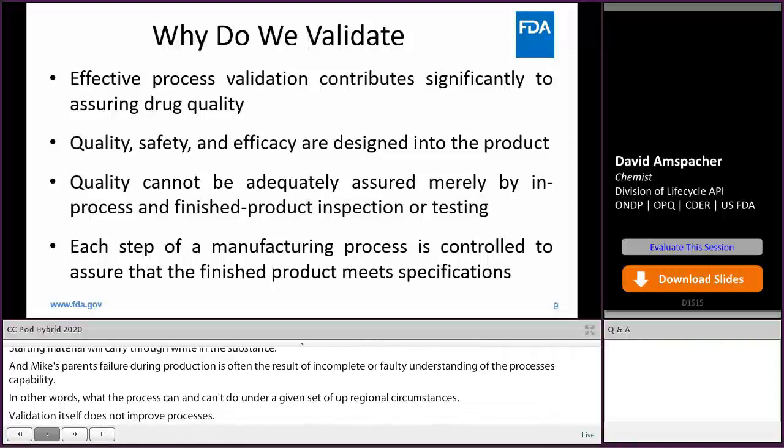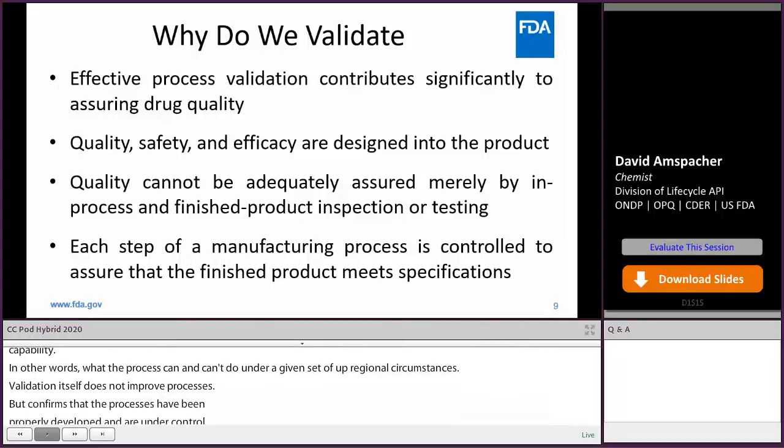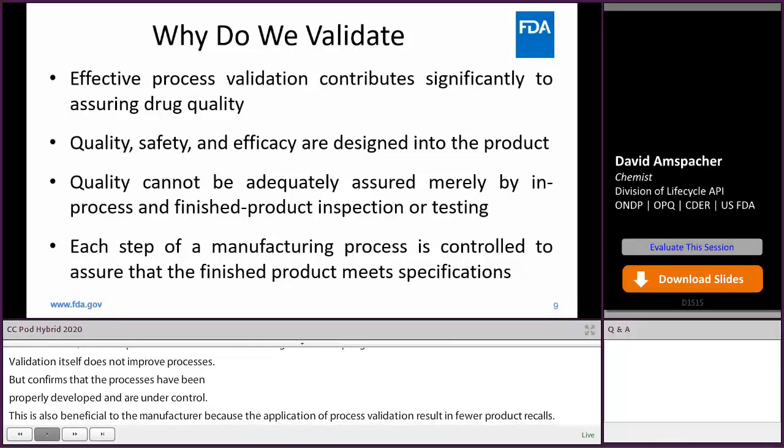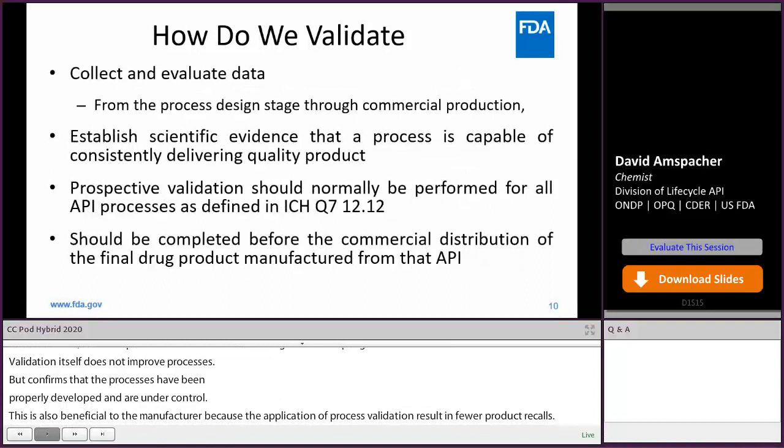It is also beneficial to the manufacturer because the application of process validation should result in fewer product recalls. Also, each step of the process needs to be controlled, and we'll delve into that in a few slides. So how do we go about validation?